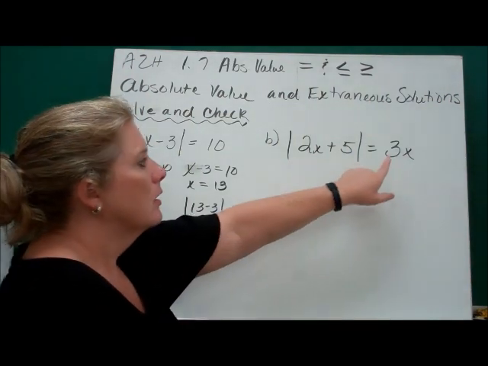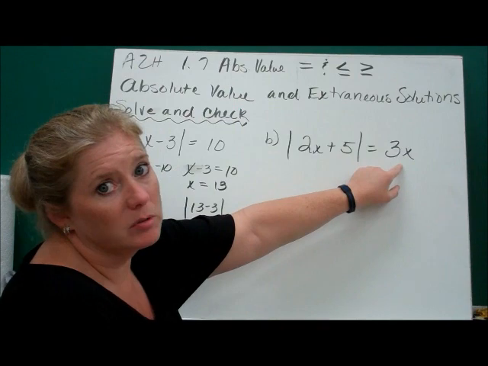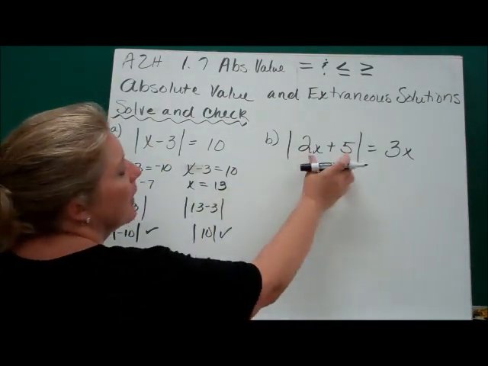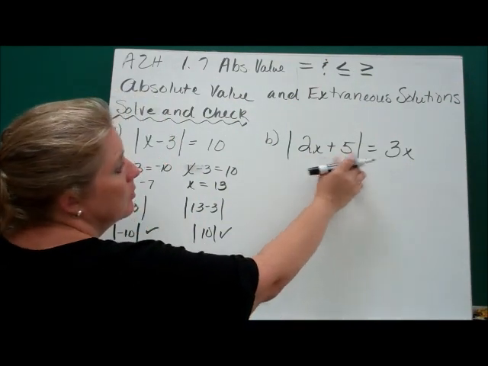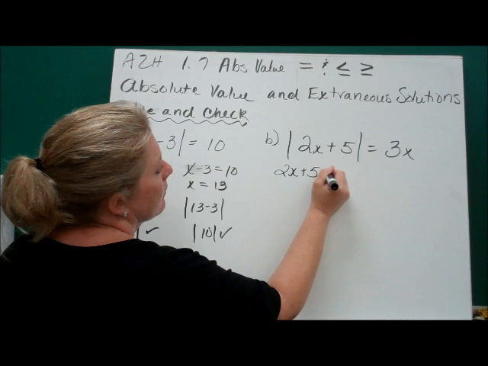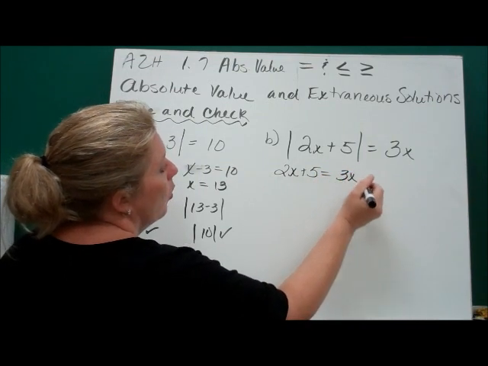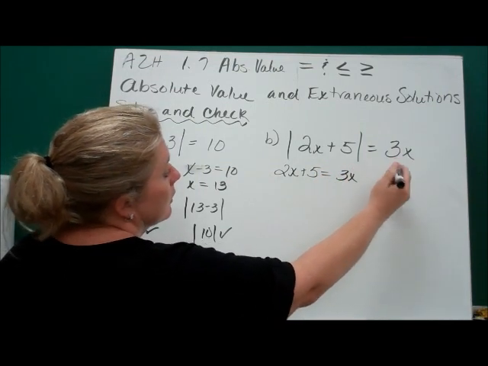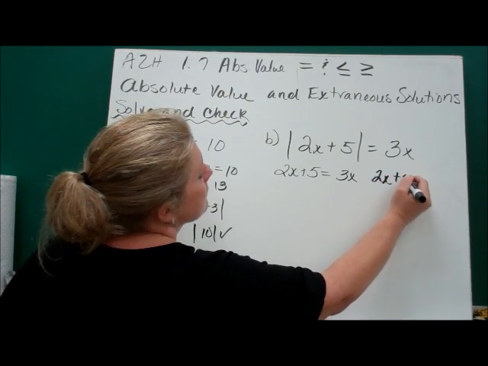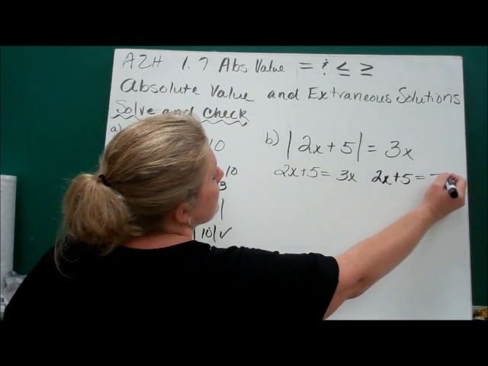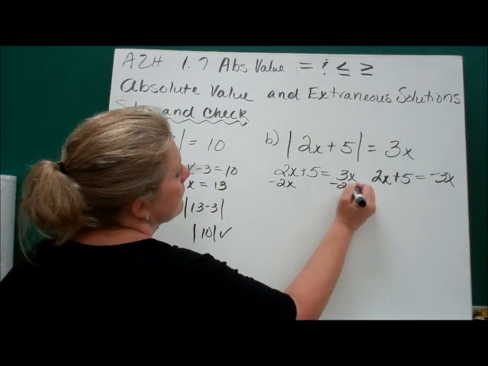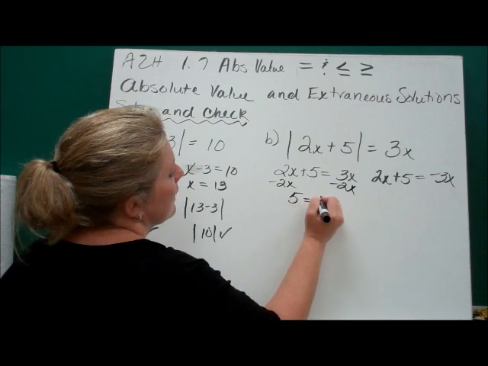Why can it give you one? Because we have an x outside of the absolute values. Alright, 2x plus 5 can either equal 3x or it can equal negative 3x. I'm going to subtract 2x. That's going to give me 5 equals x.